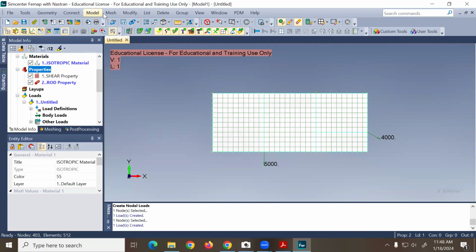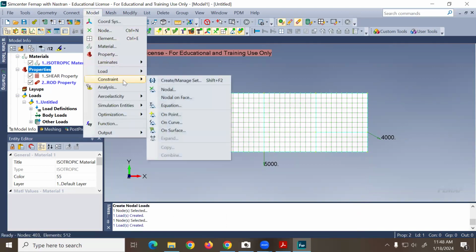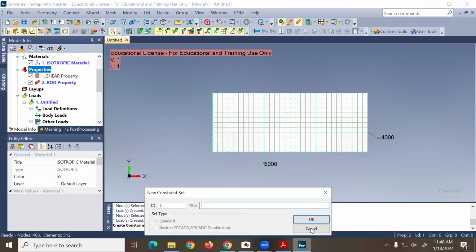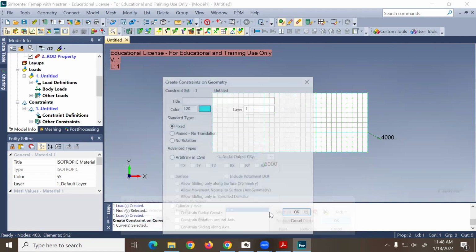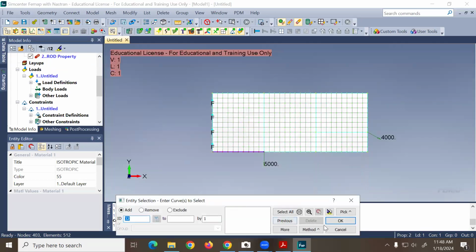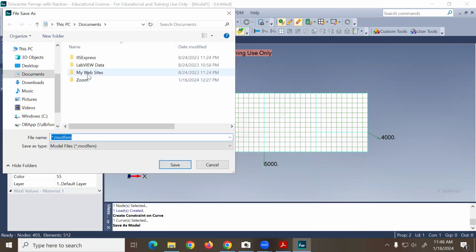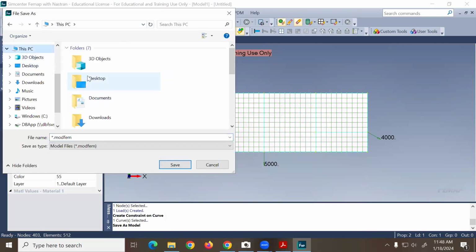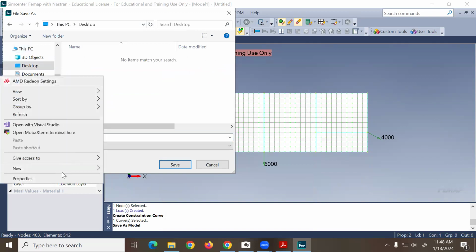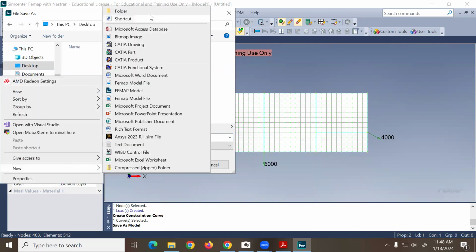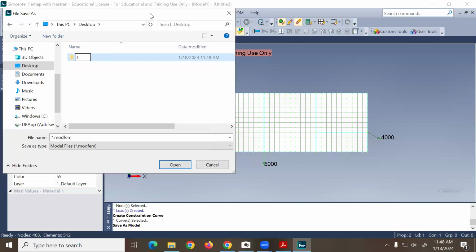Now we need to apply the boundary condition or the support condition, model, constraint, on curve, whatever, fix. Okay. Cancel, file, save as. This PC, desktop, new. Basically, I'm not going to save these files. If you want it, you're going to have to create your own file. I'm not going to give you those files. You see, I don't even save it for me. Model 1, even though I'm sure I have on my computer a similar one somewhere.